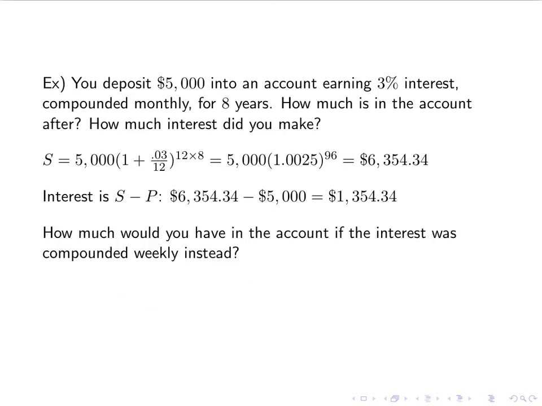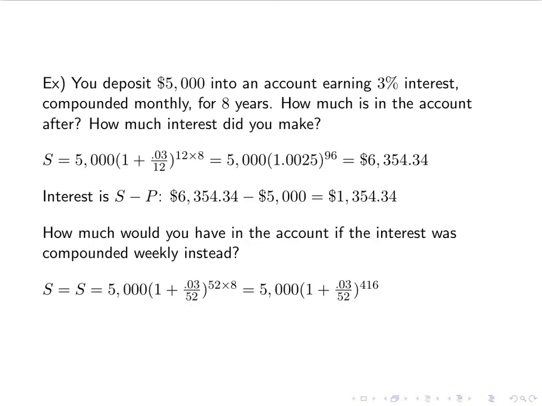How much would you have in the account if the interest was compounded weekly instead? So the only thing that's going to change now is M. So M is weekly. How many weeks are in a year? And that is 52. I have a lot of people who tell me 7. There are 7 days in a week, but I need how many weeks are in a year, which is 52. So that's going to change my M here and here. M is the only variable that we use twice, so be careful, make sure you're changing both of them.